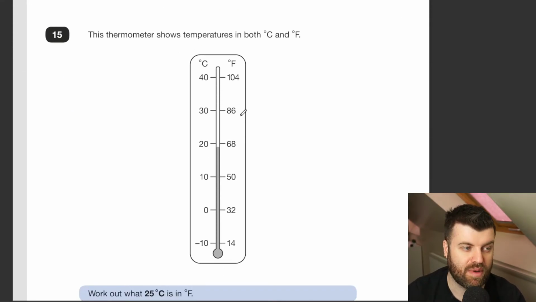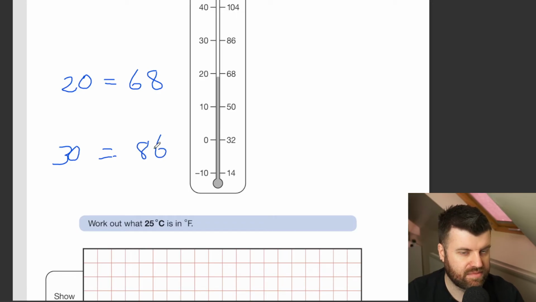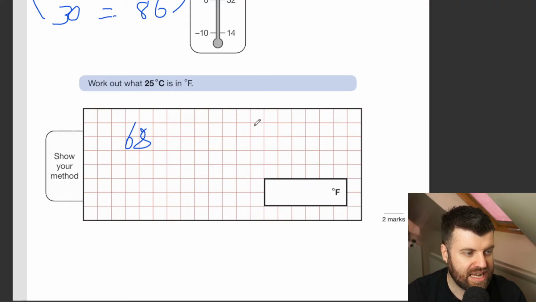Question 15. This thermometer shows temperature in both degrees Celsius and degrees Fahrenheit. Work out what 25 degrees C is in Fahrenheit. Now, the way we can do this is we are given 20 equals 68. And we're also given that 30 equals 86. That is a given. So what this question is asking for is 25, which is the midpoint. So because 25 is halfway between 20 and 30, we can work out what it would be in Fahrenheit by working out what's halfway between 68 and 86.